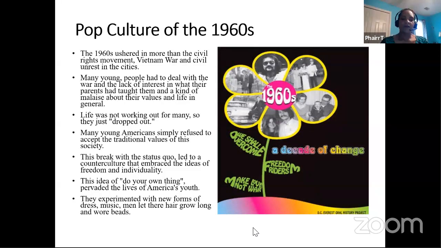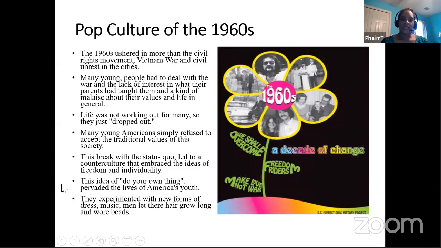They wanted to have freedom and to have individuality. And so they came up with the quote of "do your own thing." And from there, America's lives and the youth are pretty much going to adopt that style. And so you're going to start to see a lot of clash. You're going to start to see that people are really going to start dressing differently.